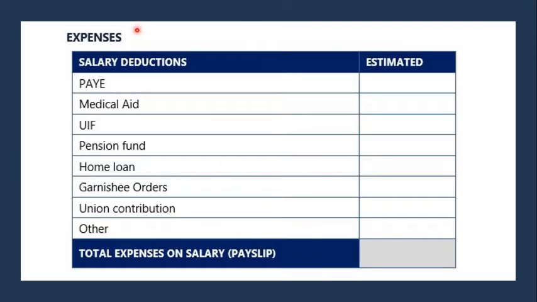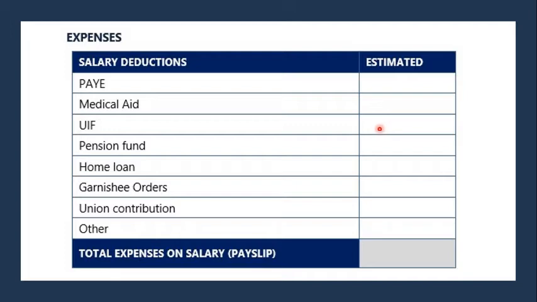Expenses now. I know that you don't get your expenses, but in order to control your money, you need to know where your money goes. Salary deductions. This is, of course, happening before your money gets paid into your account. PAYE is tax estimated. How much do you think that is? Medical aid. Notice that you're only going to complete a row that applies to you.